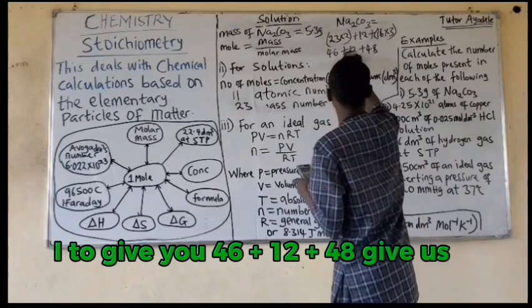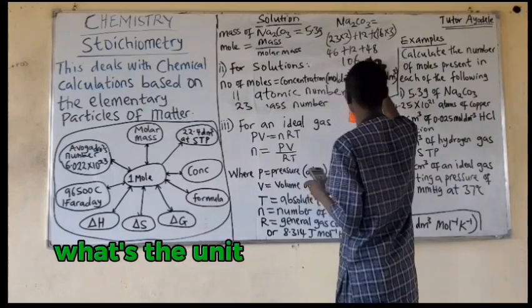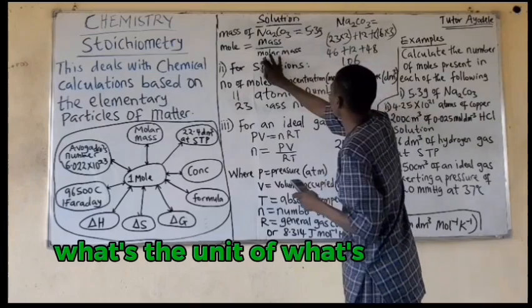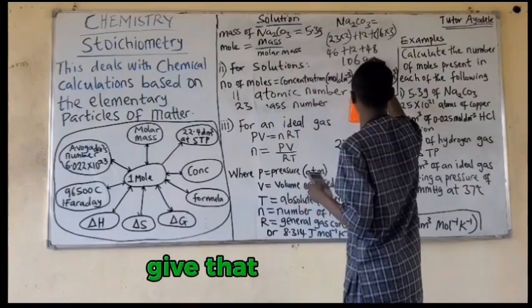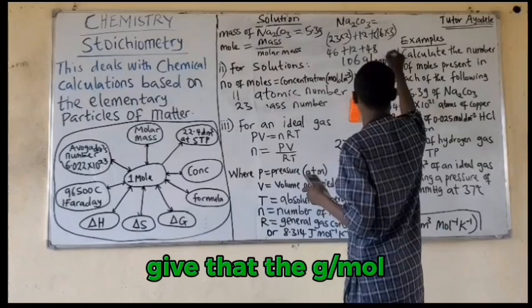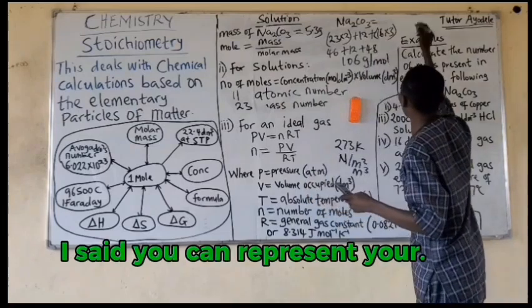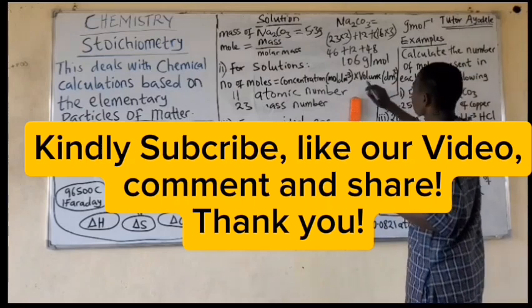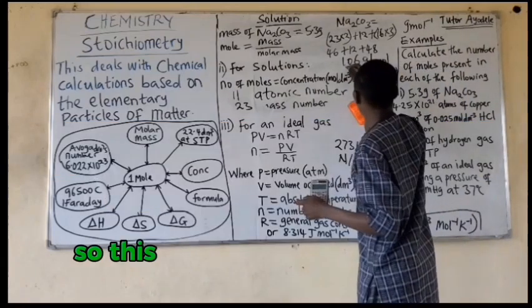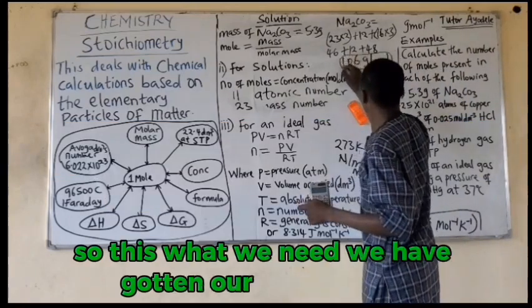It gives us 106. What is the unit of molar mass? Because what we just did is molar mass. So that will be gram per mole. You can represent your gram per mole like this, or you can say gram per mole. It's still the same. So we have got our molar mass. This is what we need.